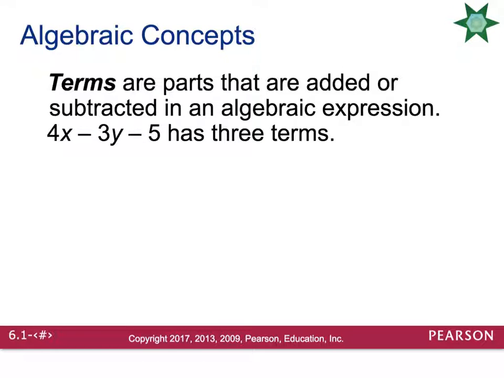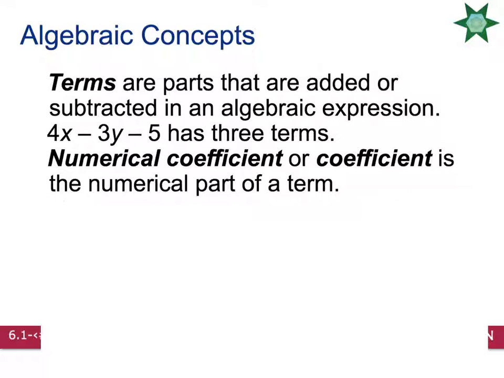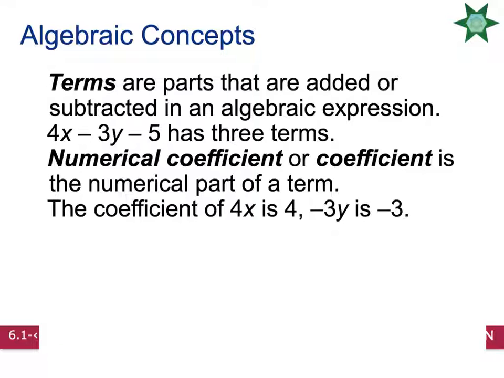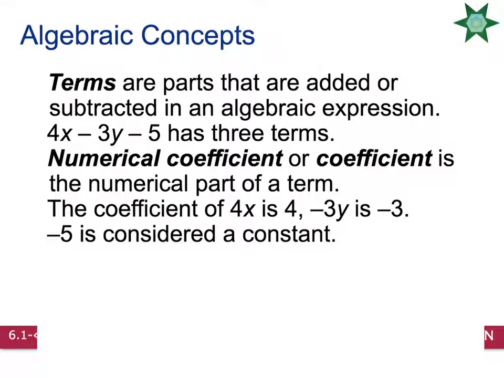Terms are the parts that are added together or subtracted in an expression. So if you looked at 4x minus 3y minus 5, you would say that this has three terms. 4x is one, minus 3y is the second, and minus 5 is the third. Now, the 4x and the minus 3y have letters and numbers. The number part is called the coefficient. On the first term, the 4 is the coefficient, and on the minus 3y, the minus 3 is the coefficient. The minus 5 doesn't have a letter. It's called a constant.